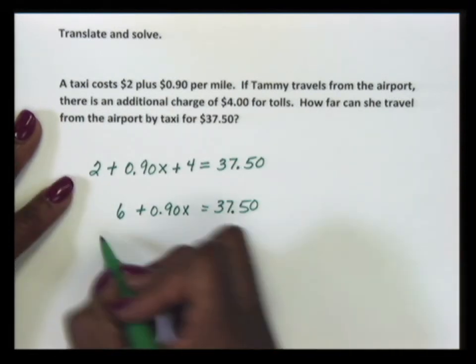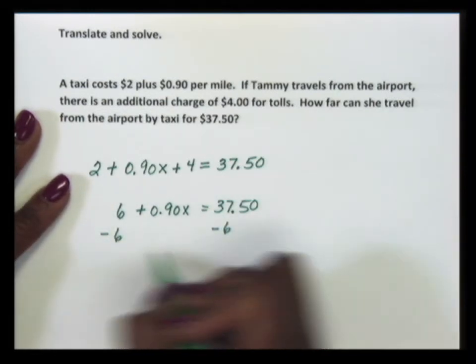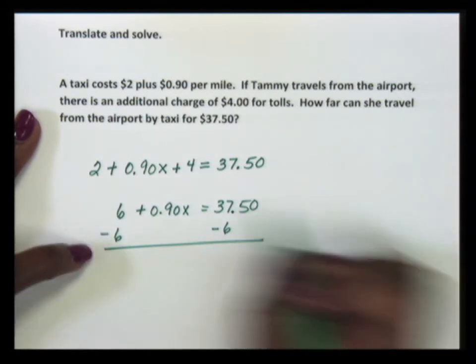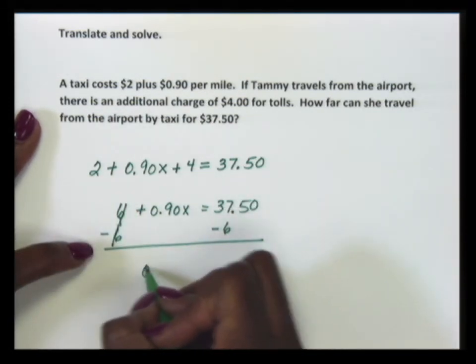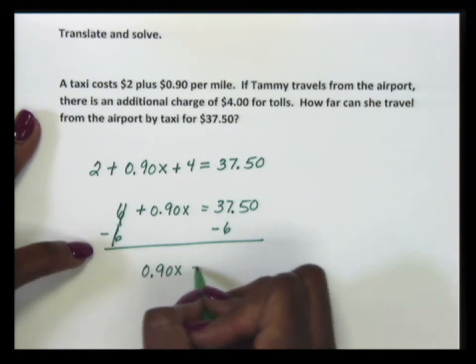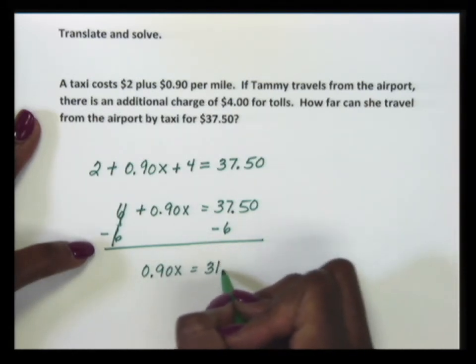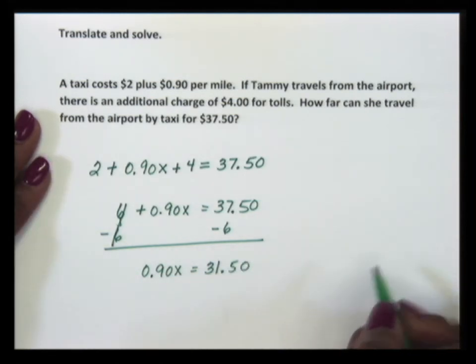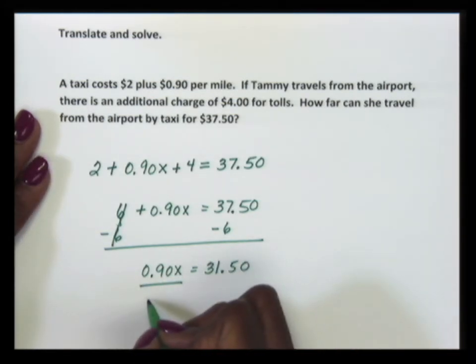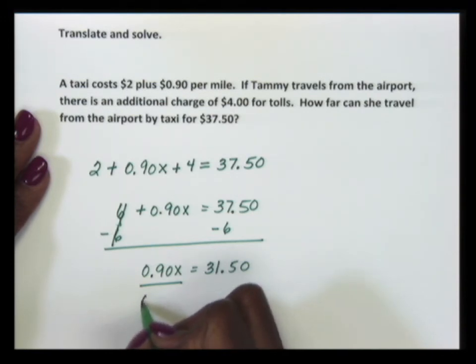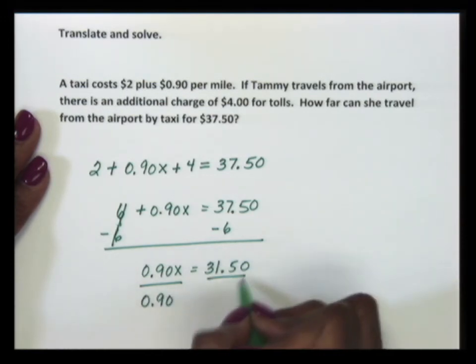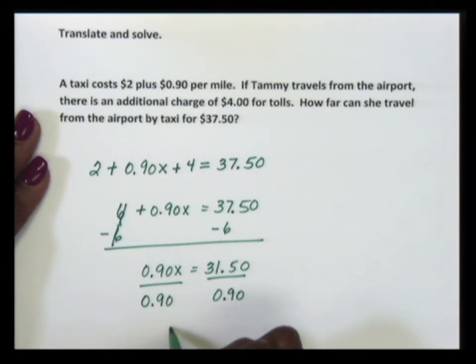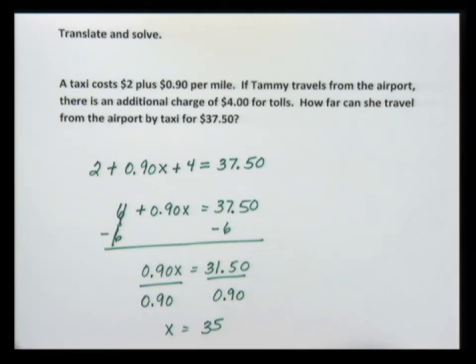We'll subtract 6 from both sides, preparing to get the variable by itself. 6 minus 6 is 0. On the left, we have the 0.90x equal to the right side of 31.50. The last thing we'll do is divide by the number multiplied to the x. So we'll divide by 0.90 on both sides. So x will equal 35. So this answer is saying that Tammy can travel 35 miles for $37.50.